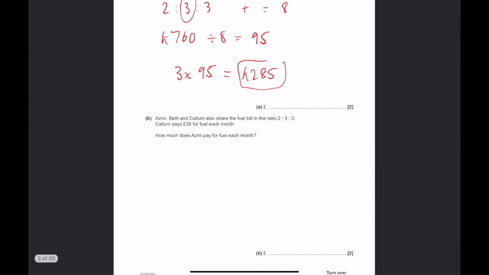Asmi, Beth and Callum also share the fuel bill in the ratio 2 to 3 to 3. If Callum pays £36, how much does Asmi pay? So £36 is represented by 3 in the ratio. That means 1 is going to be 12, and if Asmi pays for 2 parts, that's going to be £24, because 12 times 2.